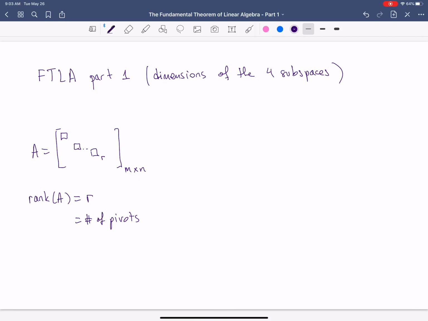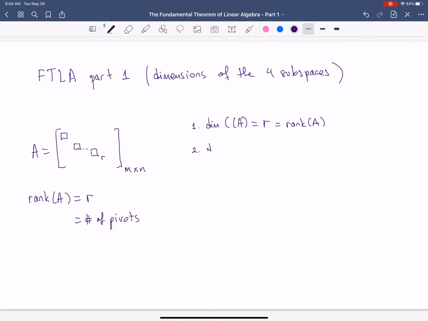So now with this, and we talked about how to find a basis for the column space, how to find a basis for the row space, we can state that the dimension of the column space of A is exactly the rank. Why is that the case? Because we talked about finding a basis for the column space that consists of the pivot columns. Well, if there are R pivots, there are R pivot columns. So I can say that the dimension of the column space of A is the rank of A.